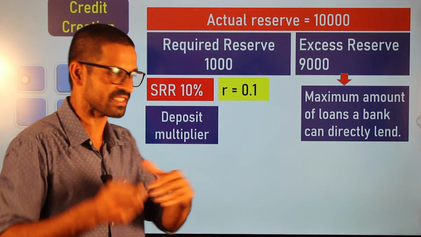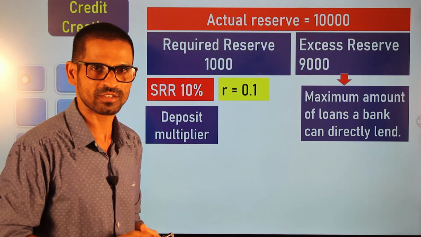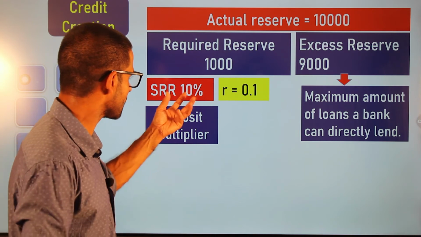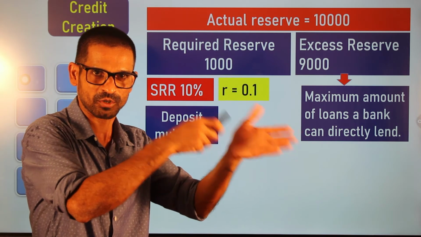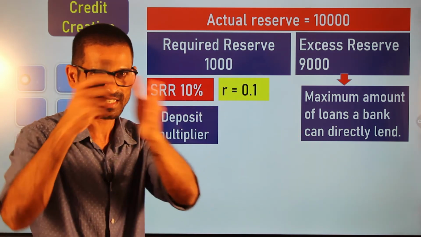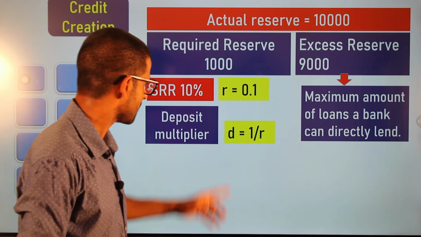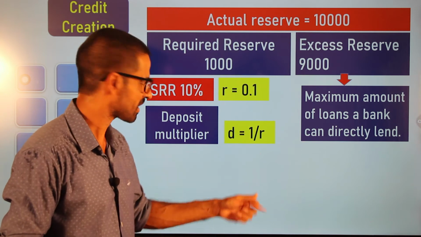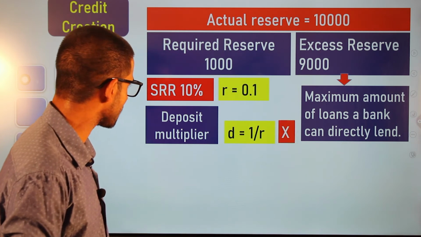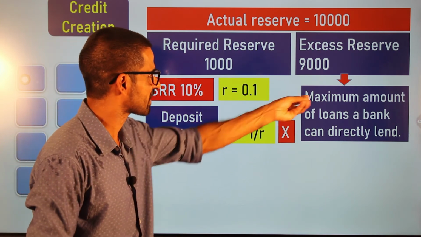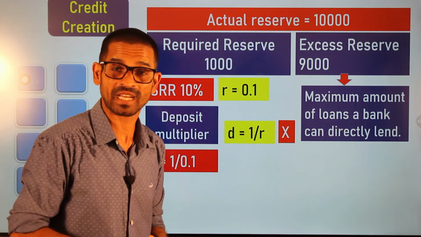So you can say, the higher the SRR, the lower the ability of banks to create loans, grant loans by creating deposits. So this is the limitation. So higher the SRR, lower the deposit multiplier. How do you express it mathematically? When one side is higher, the other side is lower: 1 over R. That is the way. So deposit multiplier equals 1 over R. When R is higher, D will be lower. Right? Then this deposit multiplier into excess reserve is the maximum amount of loans the banking system can finally lend.